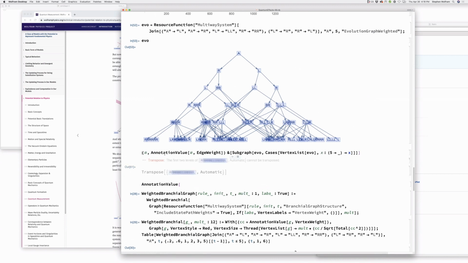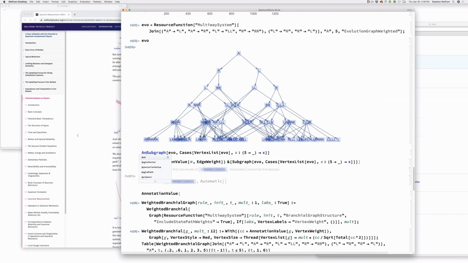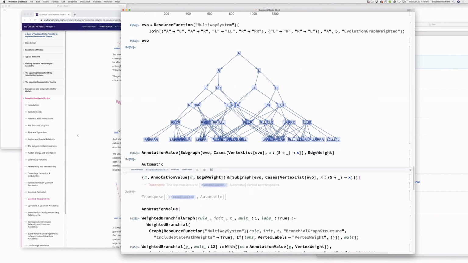Because what I'm doing here is I'm saying the annotation value, this is a subgraph. Mm-hmm. So that subgraph should have its annotation value... Oh, it's edge weights. Eek. Now I'm confused. We need these edges here, right? Right. I thought we had state weights. I thought that at some point, by the time it's a branchial graph, the states have weights.